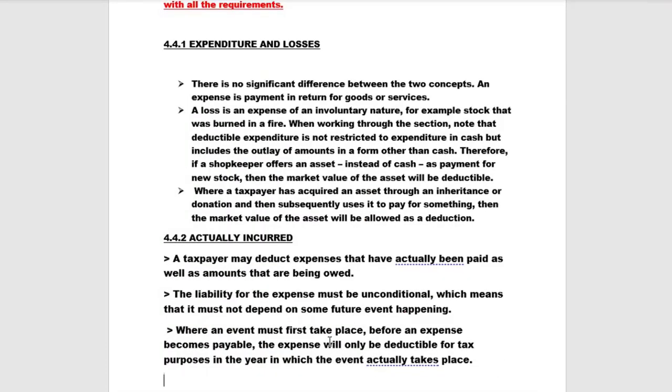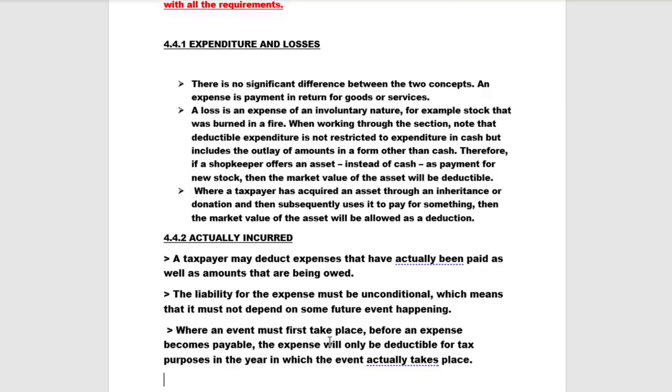Okay, so whether you like it or not, when you've got a business that generates an income, there are going to be expenses that you have to incur, or losses. Right, and a loss is an expense of an involuntary nature. For example, stock that has been burned in a fire. That's nature. Sometimes you don't have control beyond that. When working through the sections, note that deductible expenditure is not restricted to expenditure in cash, but includes any outlay of amounts in a form other than cash.